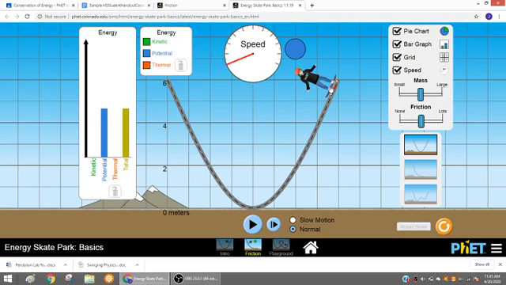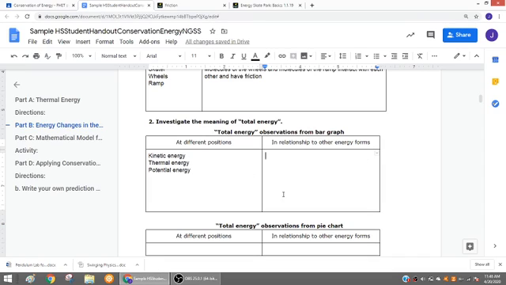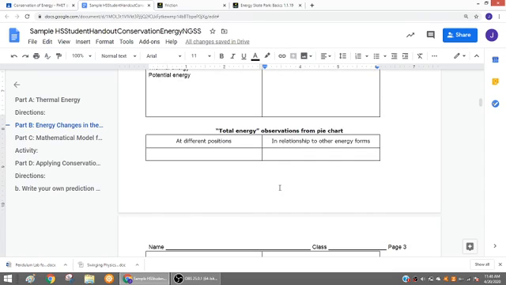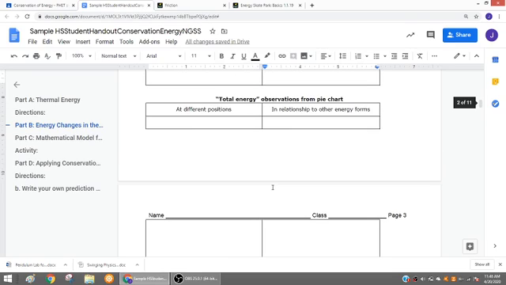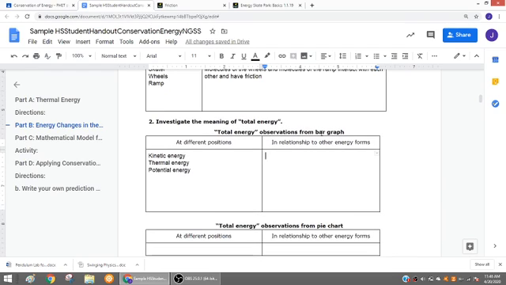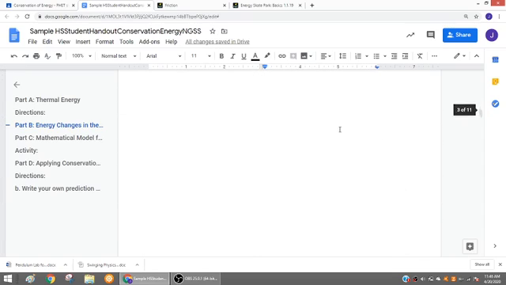If you put him here, see, potential equals total. If you put the skater here, potential equals total. If you let him go, press play, pause it, kinetic plus potential plus thermal equals total. These are the things that you should be fleshing out in number 2. You should use different positions to prove this, both in terms of the bar graph and the pie chart. So taking some screenshots and pasting them in here would be what you're looking for with this handout.